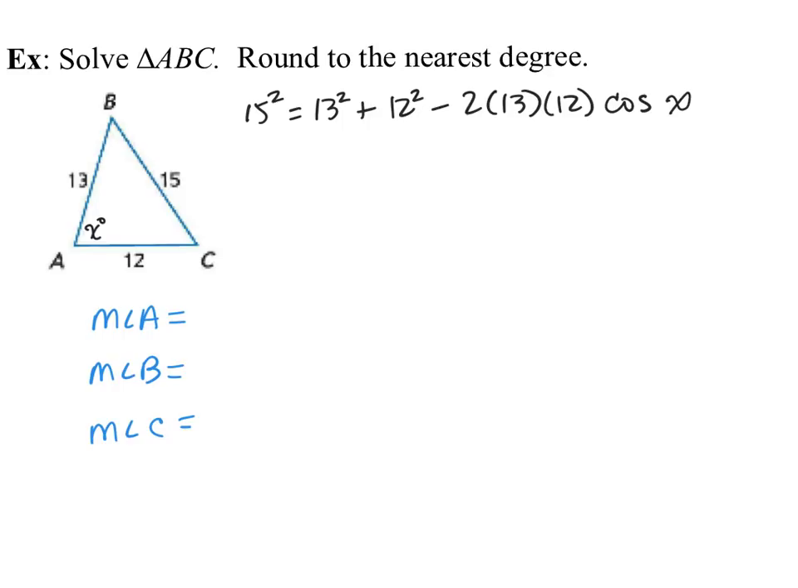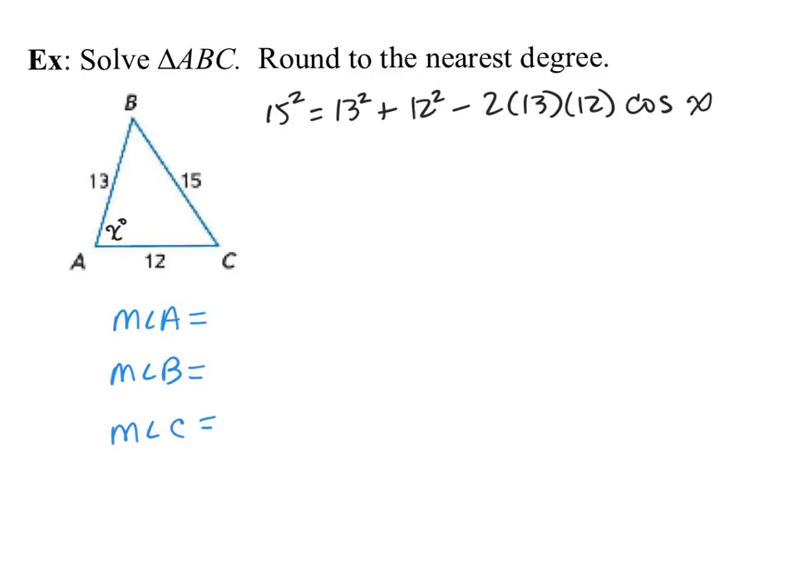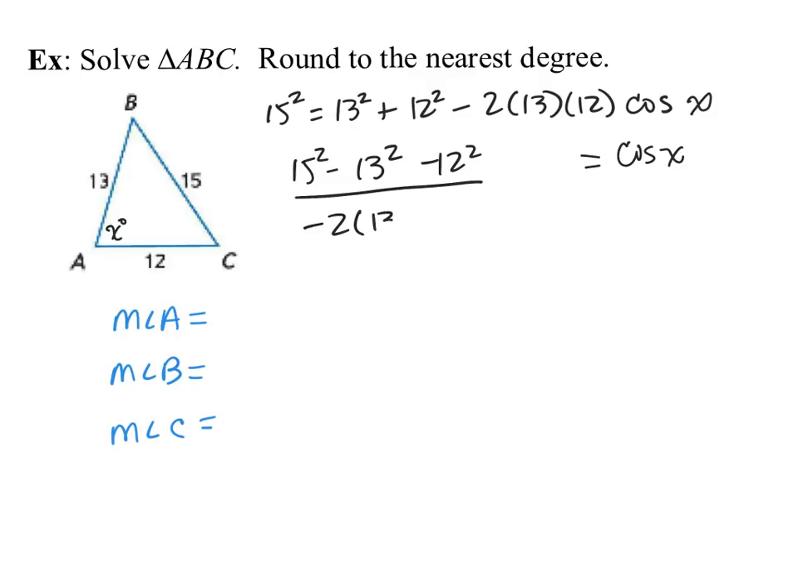As I said in the last example, we're not going to write everything out, but let's talk about what we need to do. If we want to isolate the cosine of angle x, we need to move these two terms to the right, so we'll subtract 13 squared and 12 squared from both sides. Then we divide by the coefficient of cosine x, which is negative 2 times 13 times 12. Let's do that all in one step. The cosine of an x degree angle is equal to 15 squared minus 13 squared minus 12 squared, all divided by negative 2 times 13 times 12.